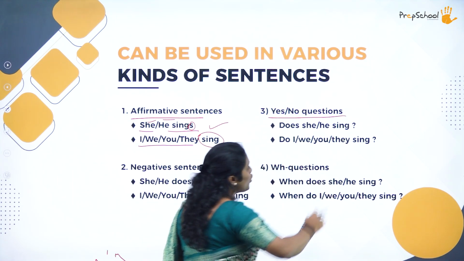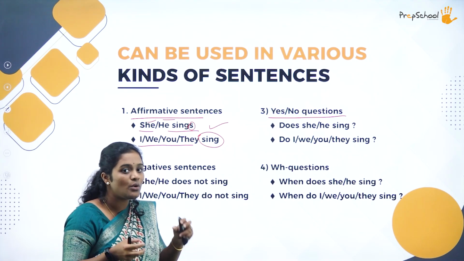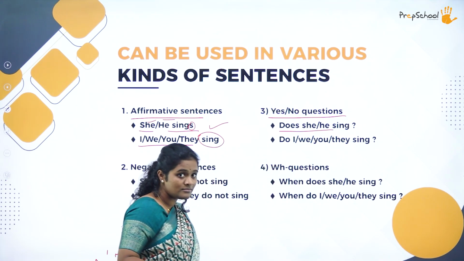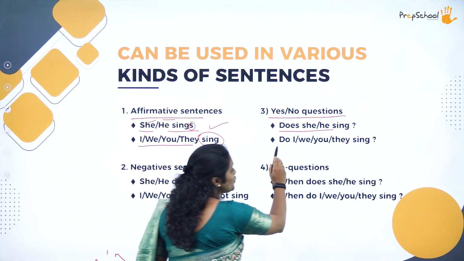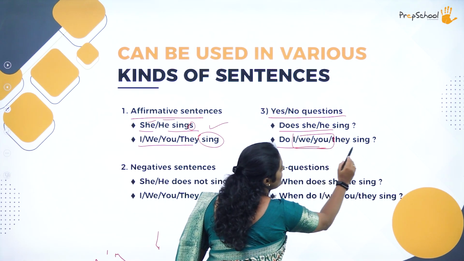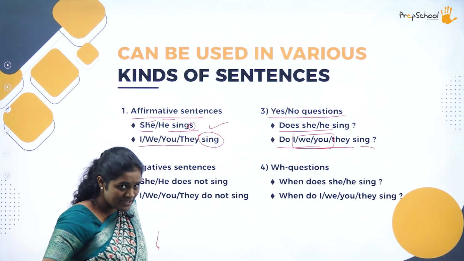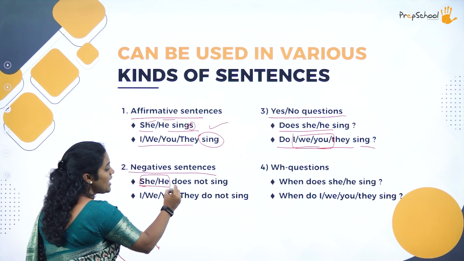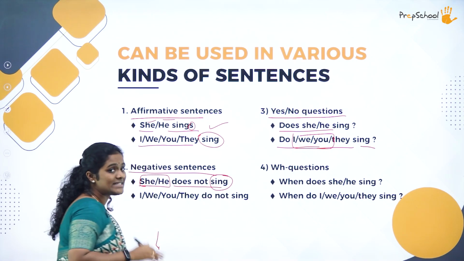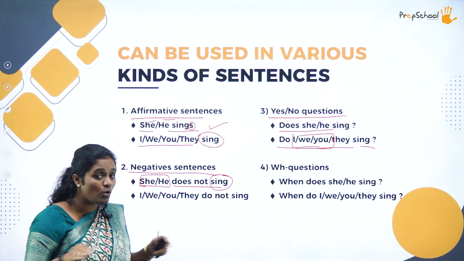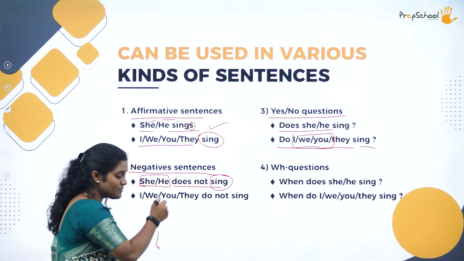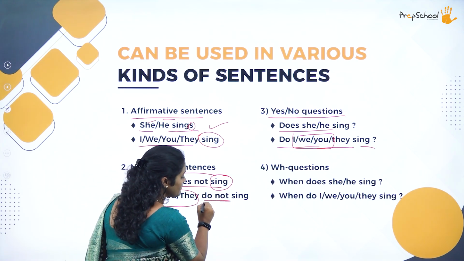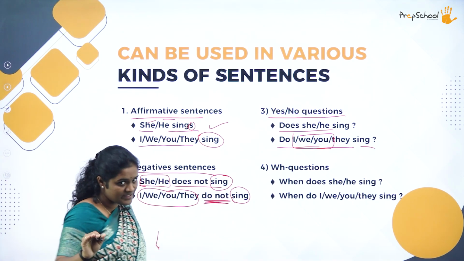Then comes yes or no questions. Your answer to these questions will either be yes or no. Then, does she or he sing? Yes or no. Do I, we, you, they sing? All of this is in present simple tense. Next up, negative sentences. She or he, subject, does not sing. It's a negative sentence negating something, saying no about something. That is also in present simple tense. All these I, we, you, they do not. When this is used, you know it is a negative sentence.